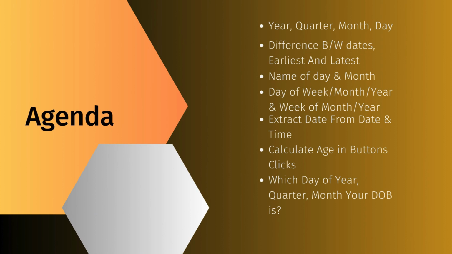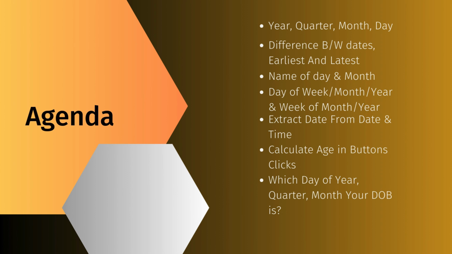Then we will see how to work on finding the difference between dates and find out which one is the earliest or the latest date. Later on, we will see how to find out the name of the day and name of the month. Like Monday, Tuesday, Wednesday, these are names of the day, and Jan, Feb and March, these are names of the month.